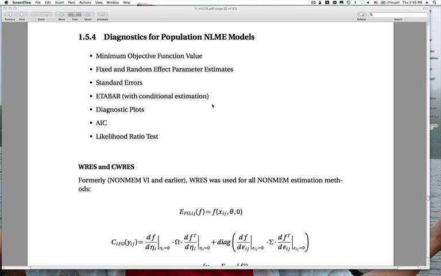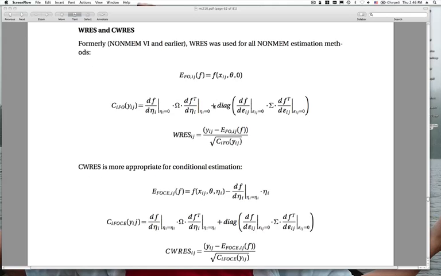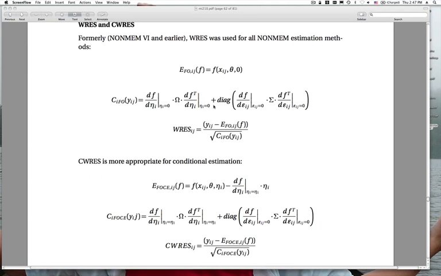So I'm going to talk about a variety of diagnostics for population nonlinear mixed effects models. The first I want to talk about are residuals for the population case, and specifically weighted residuals and conditional weighted residuals. CWRes stands for conditional weighted residuals.